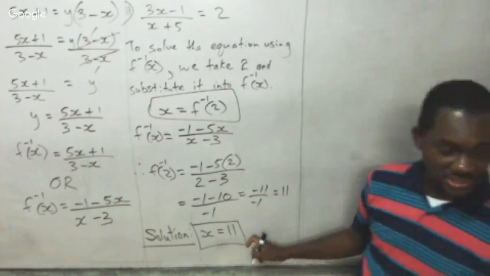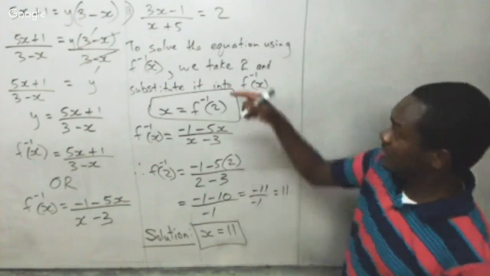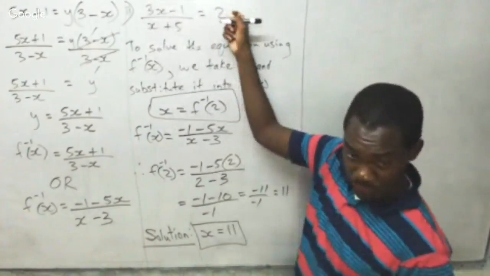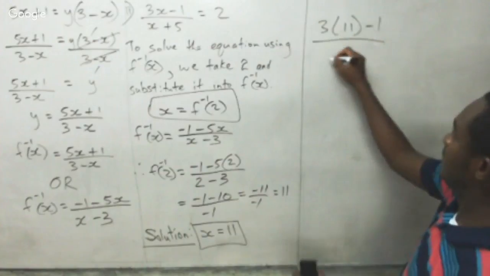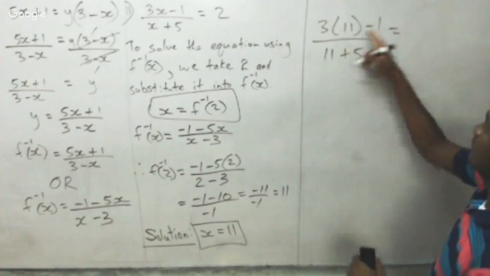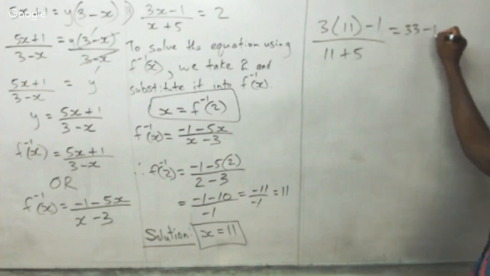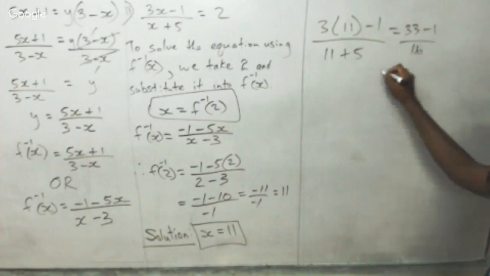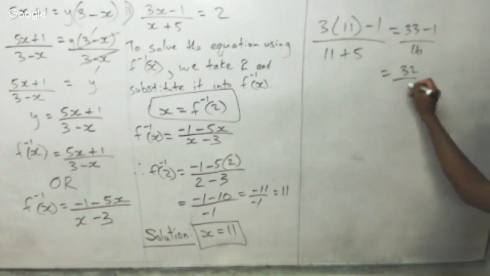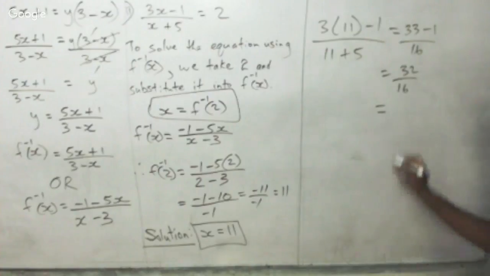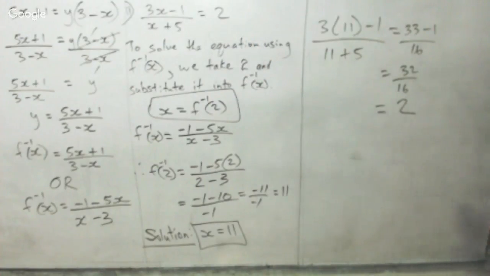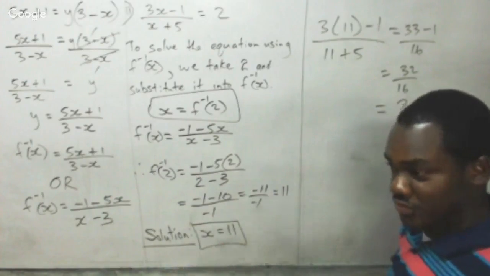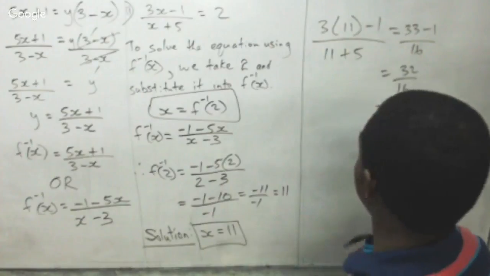Alright, so this is the solution for x. If you put x as 11 in here, we're supposed to get 2. So 3 times 11 minus 1 divided by 11 plus 5. 3 times 11 is 33 minus 1 is 32, divided by 16, you get 2. You got the right hand side, 2. So we have solved it using f inverse. You know other methods of solving it, right.